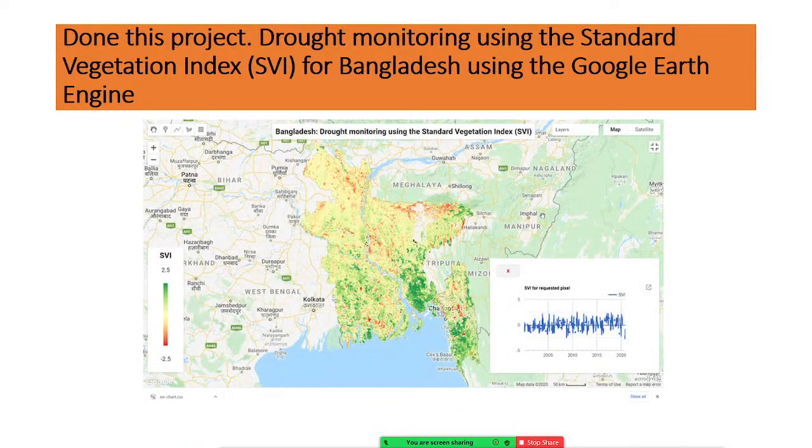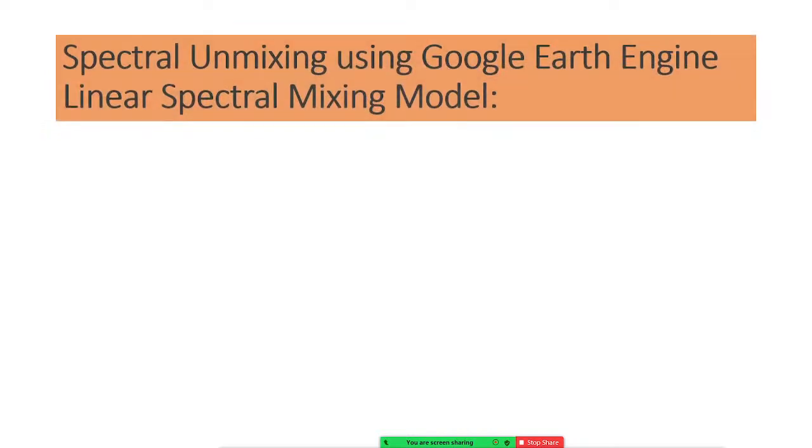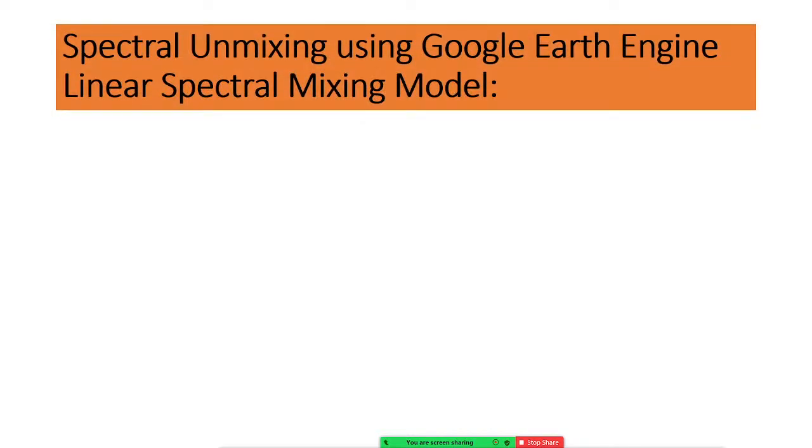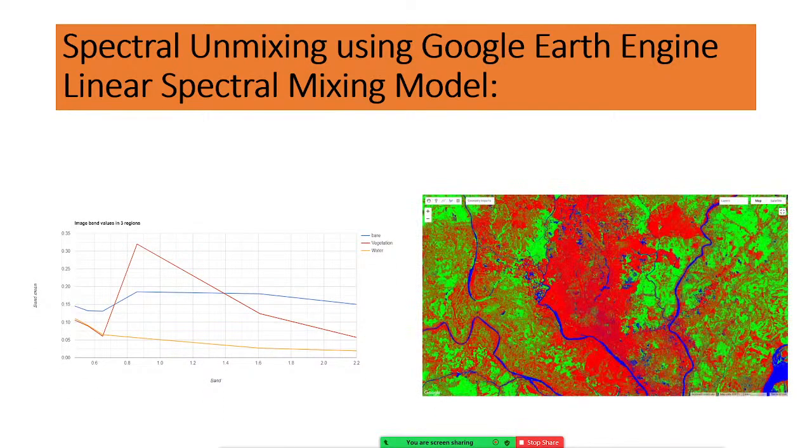So we can easily monitor drought and also make the time series chart for drought monitoring using this SVI. This is the app, and you can easily access it through this link. This is Spectral Unmixing using the Google Earth Engine platform. This time I will develop the linear spectral mixing model, and we will classify built-up, water and vegetation using the spectral unmixing model.